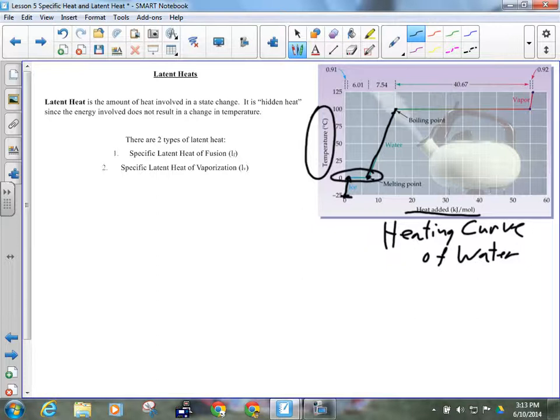Once it starts to boil, what happens to the temperature? It stops changing. Liquid water won't exist above 100 degrees Celsius under normal conditions. If I put it under pressure, I can heat it more than that. But under normal conditions, the water will just boil and boil and stay right at 100 until all of it's gone. Once all of the water is gone, then the steam will start heating up.